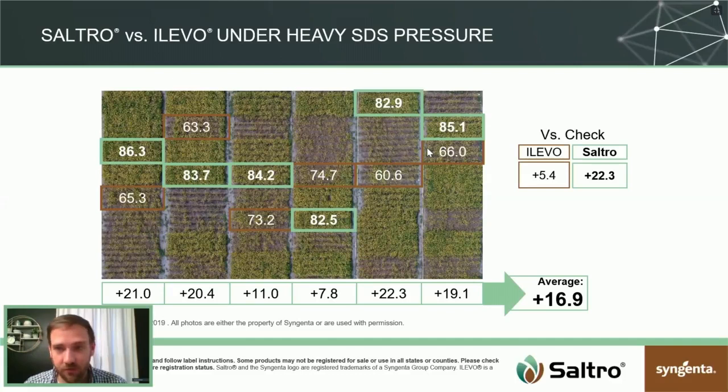And on average, we beat Elevo in this trial by 1,140 kilograms per hectare. So when put to the ultimate test, when really stressed as much as possible, Saltro came out on top in a very, very big way in this trial. And while this won't happen on every acre, while we can't say on average you're going to see a 17 bushels an acre difference, I think this is the kind of pressure test that really speaks to the power, the spectrum, and the stamina that Monika spoke to around the molecule here.